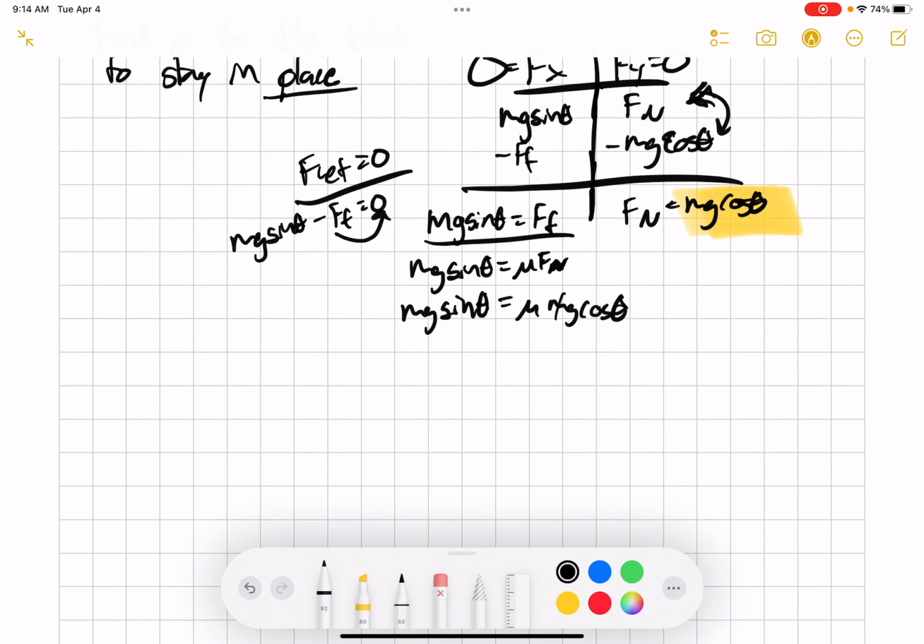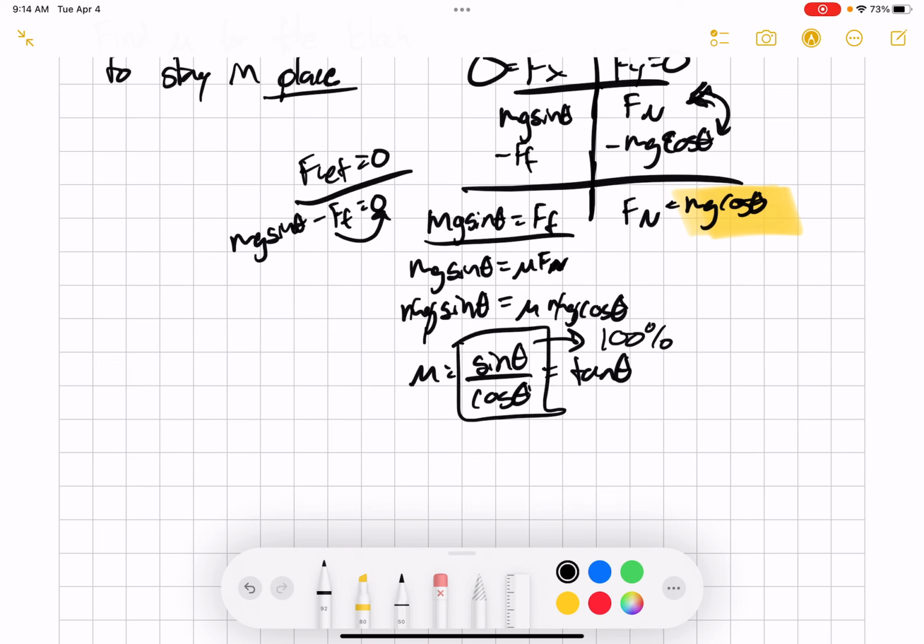You'll notice that the m's cancel and the g's cancel, and we're just going to divide by cosine theta. So mu equals sine theta divided by cosine theta. Okay, and this is equal to tangent theta. Now, if you are not 100% sure about that trig identity, don't plug it in. Just leave it as sine theta over cosine theta. That's an acceptable answer. If you are 100% confident, then you can go ahead and use that trig identity or any trig identity, but make sure that you're extremely confident before you use them.